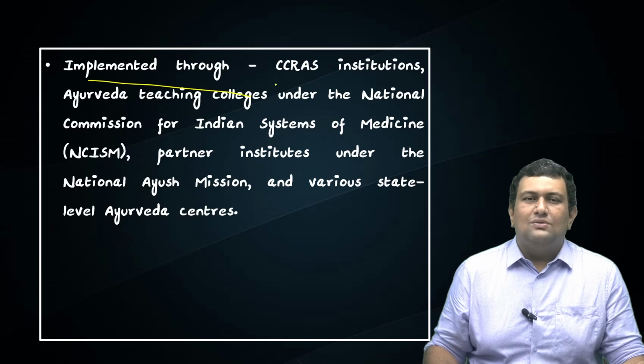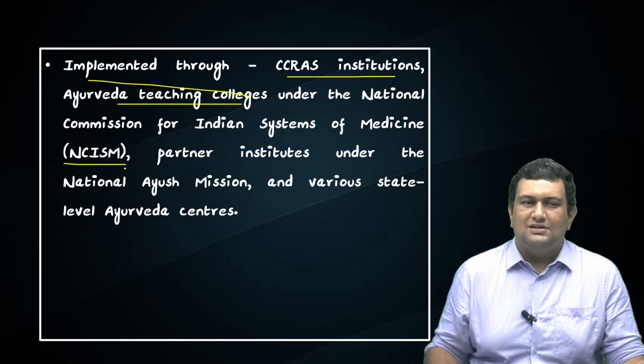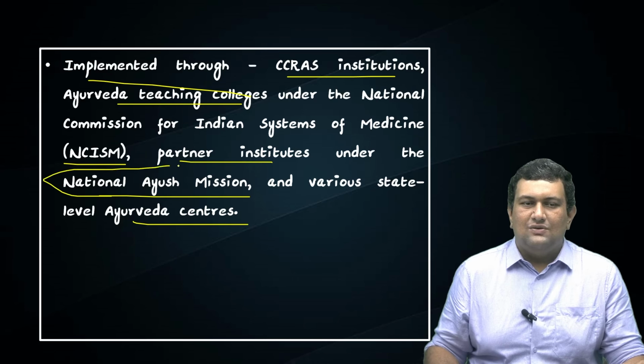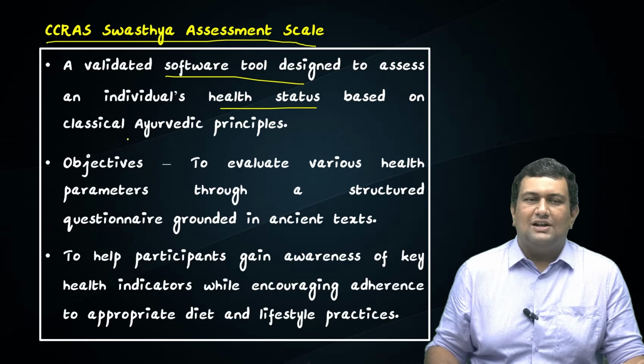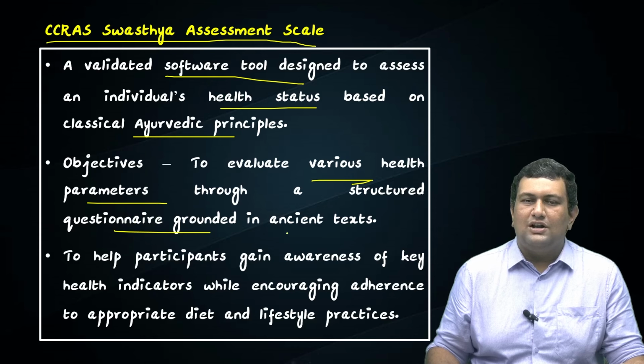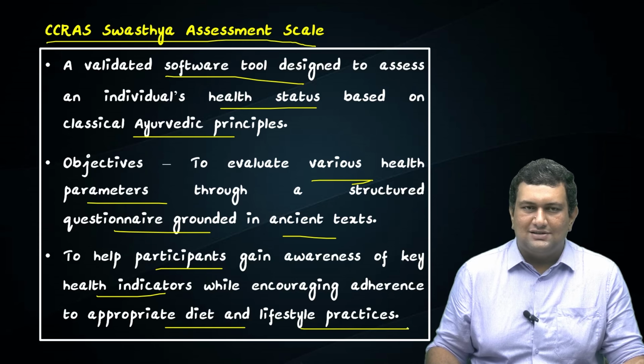So it's implemented through CCRAS institutions, Ayurveda teaching colleges under the National Commission for Indian Systems of Medicine, that is NCISM. Then you have partner institutes under the National Ayush Mission and various state-level Ayurveda centers. So this National Ayush Mission is an important topic. So please go through it. So next is the CCRAS Swasthya Assessment Scale. It's a validated software tool designed to assess an individual's health status based on classical Ayurvedic principles. Its objective is to evaluate various health parameters through a structured questionnaire grounded in ancient texts, and it helps participants gain awareness of key health indicators while encouraging adherence to appropriate diet and lifestyle practices.